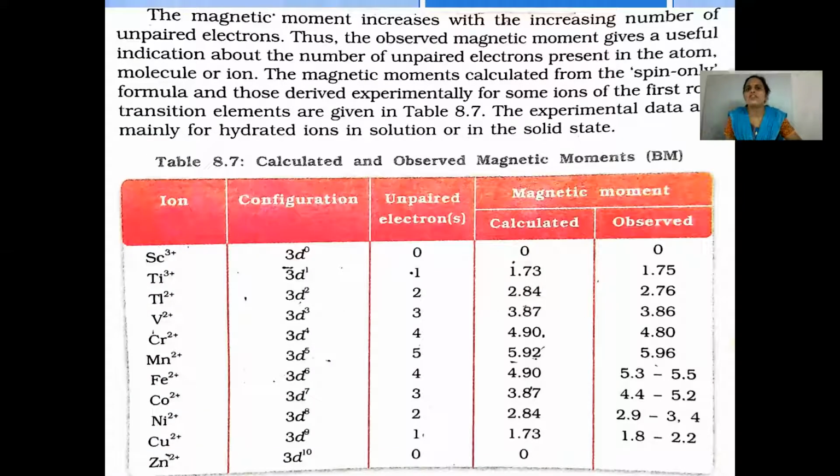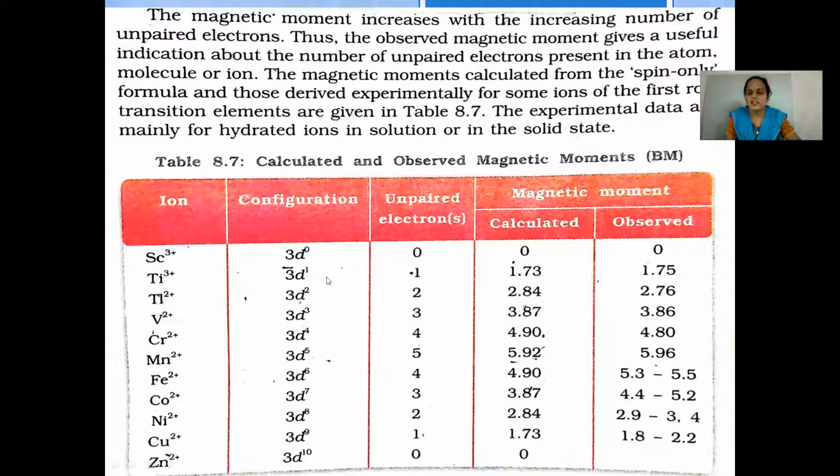And the magnetic moment increases with the increasing number of unpaired electrons. Thus, the observed magnetic moment gives a useful indication about the number of unpaired electrons present in the atom. And the magnetic moment is calculated from the spin-only formula. You can see for scandium in +3 state, there are 0 unpaired electrons. It has an electronic configuration of 3d0, so the magnetic moment is 0.